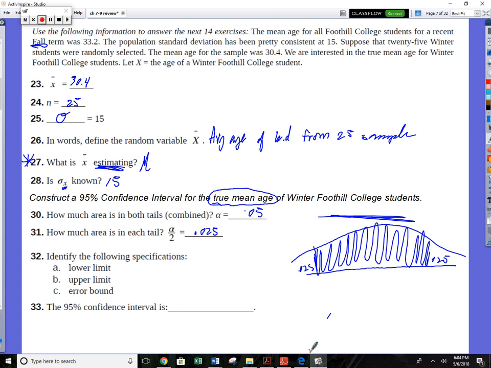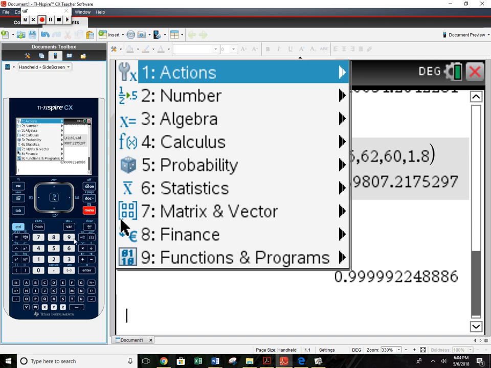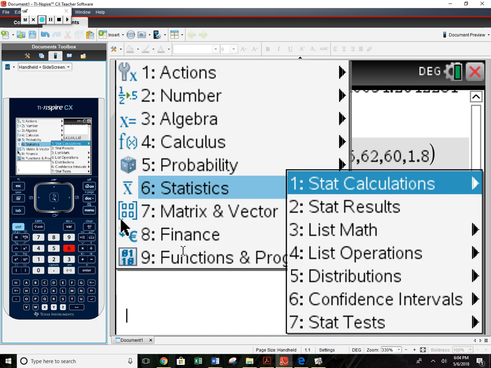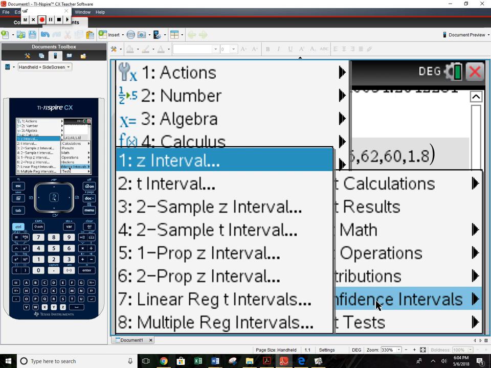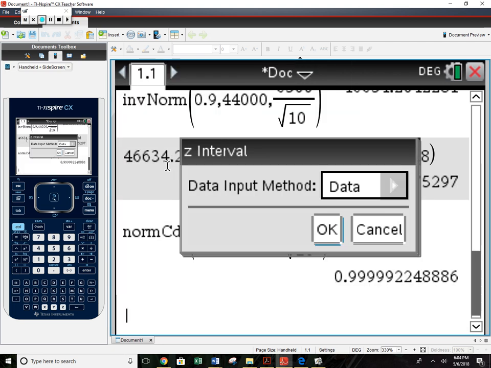Okay, so let's find the lower limit, the upper limit, and the error bound, and that's all calculator. On your calculator, we are going to go menu 6, and you're going to go 6 again, confidence interval. And this is where we talk about the difference between a z-test and a t-test. A z-test is when you have the sigma, t-test is when you don't. So I'm going to choose a z-test because they did give me the sigma of 15. And we are going to input by stats. We've already got the stats. They have given us the stats.